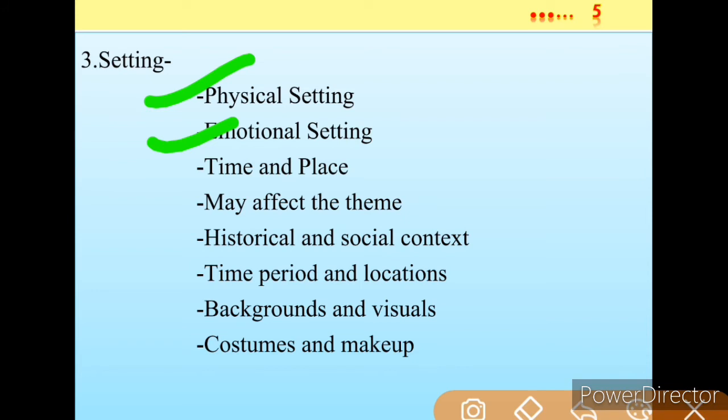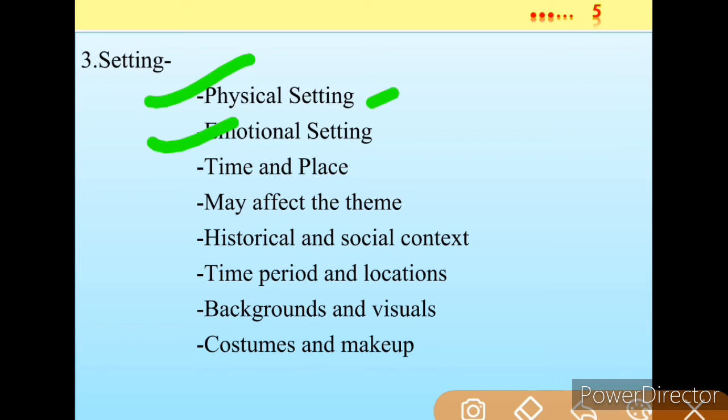The mood or the atmosphere of a story is the emotional setting. So readers need to concentrate on words that evoke feeling and emotion. The time, place and season comprise the physical setting. So readers need to concentrate on words that describe physical details.